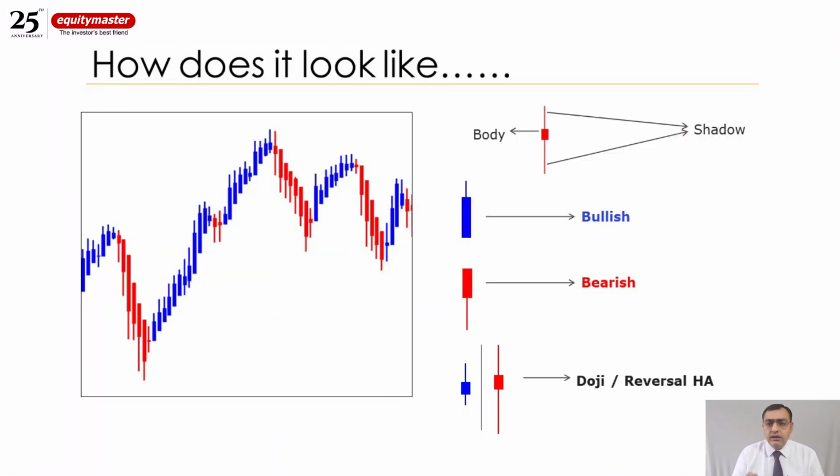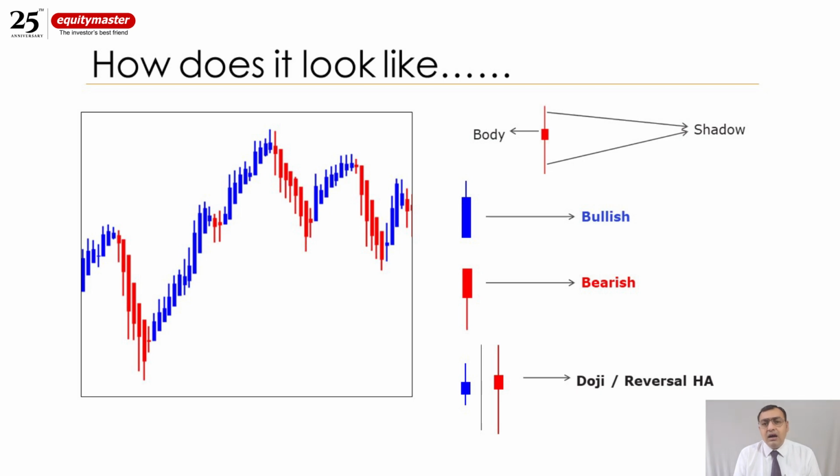Myself Brijesh Bhatia. In this video, I'll be sharing one winning trading strategy on Bank Nifty. Before I start on the strategy, let me explain what kind of tools I'm using here. If you look at the screen, we are using Heikin Ashi Candlestick Pattern.